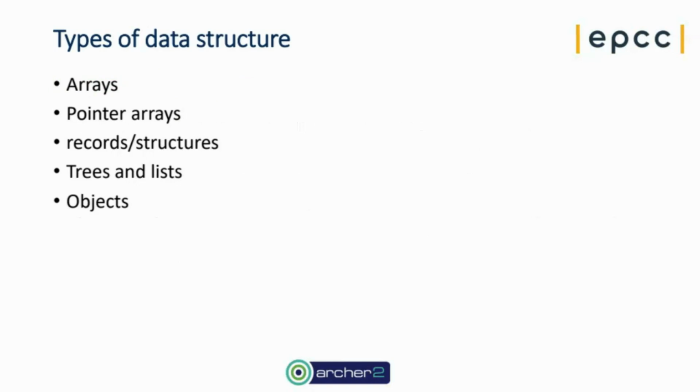Okay, so we're going to look at various different types of data structure that commonly occur, and think about what the potential issues and opportunities for optimization might be. So I'll think about arrays in the sense of real arrays, and then pointer arrays as opposed to real arrays. And then records and small structures, and then more dynamic things like trees and lists, and then finally say something about objects at the end.